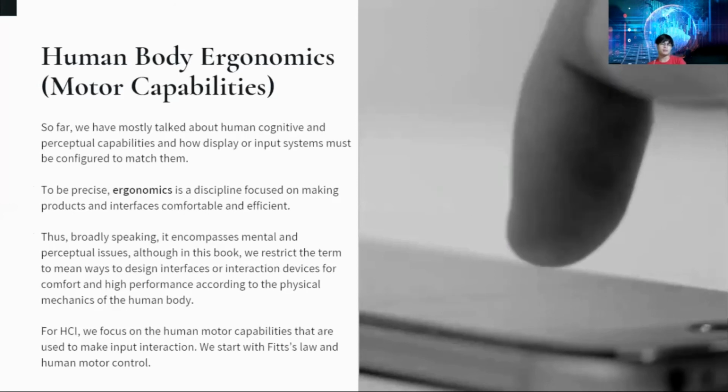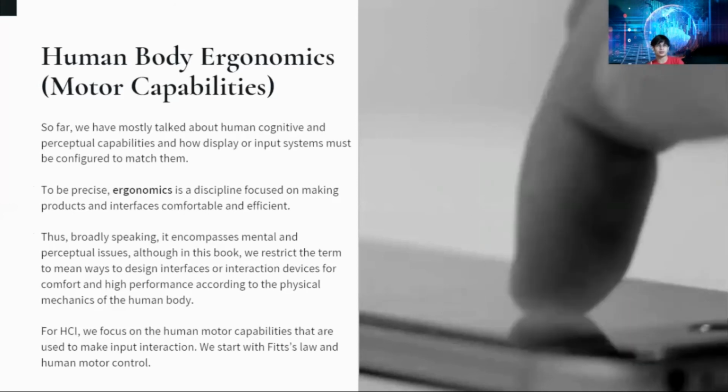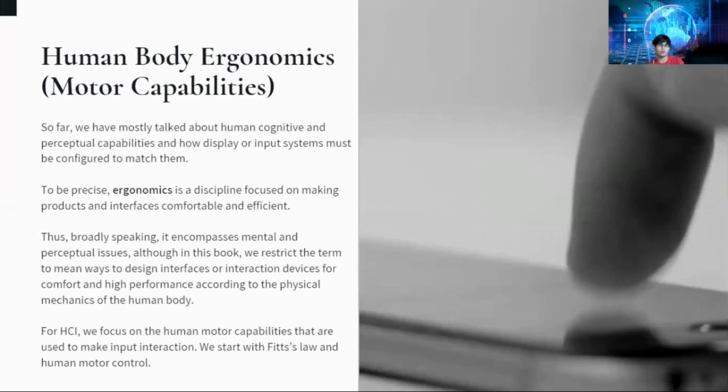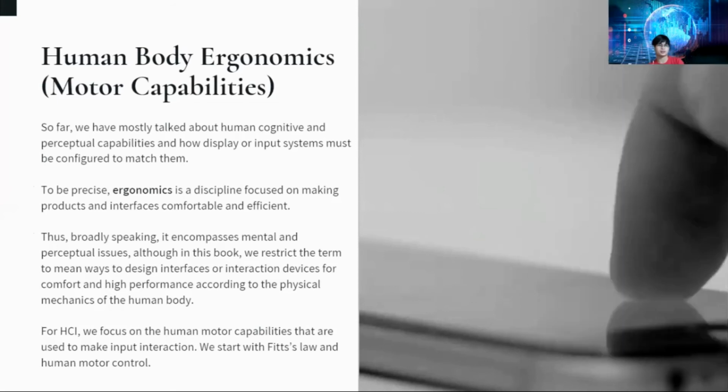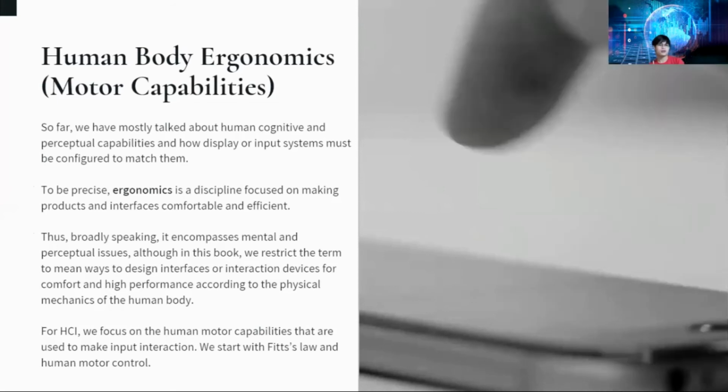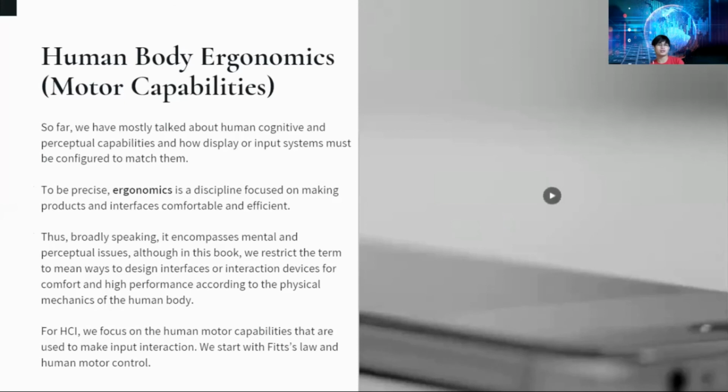Okay, the human body ergonomics or the motor capabilities. So we're gonna learn the basic principles. Okay, so far we have mostly talked about the human cognitive and perceptual capabilities and how display or input systems must be configured to match them.